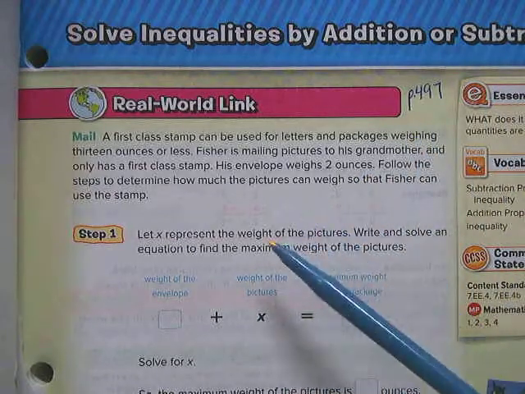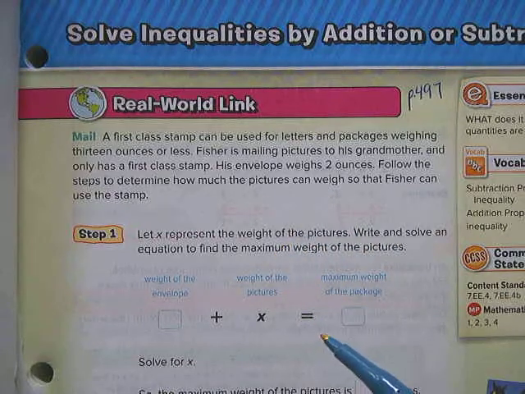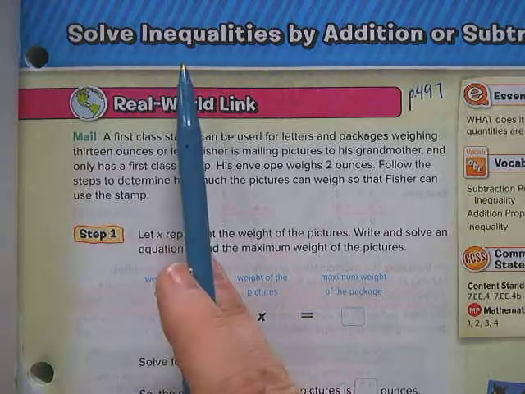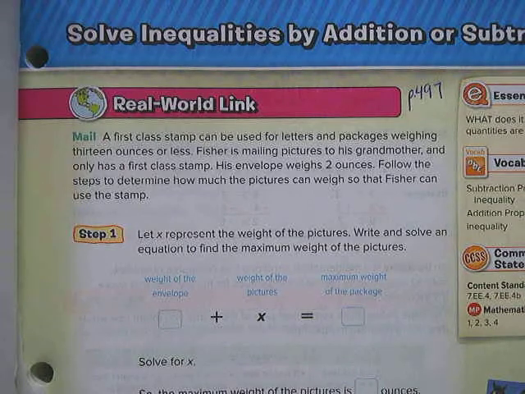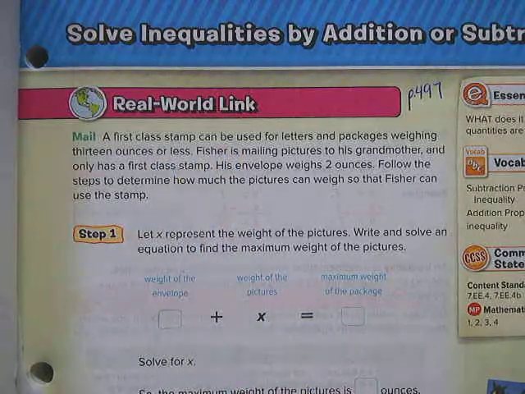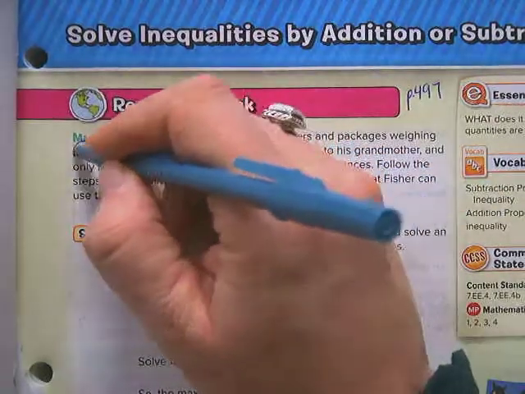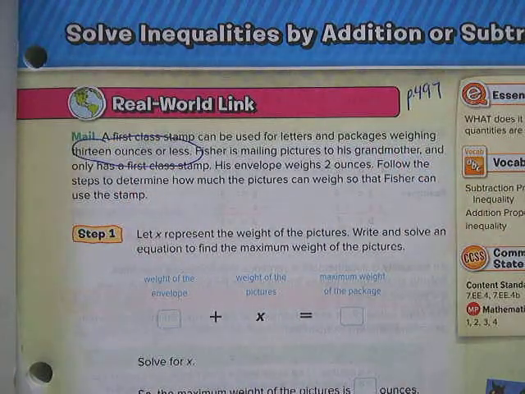We're going to look at this real world link. And as you read word problems, I know many of you are really good at circling signal words. But since we're dealing with inequalities, I want you to pay special attention to words that might signal less than, greater than, less than or equal to, or greater than or equal to. So a first class stamp can be used for letters and packages weighing 13 ounces or less. So that really gives us an idea of our inequality.